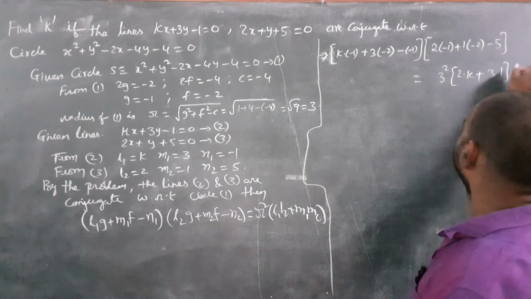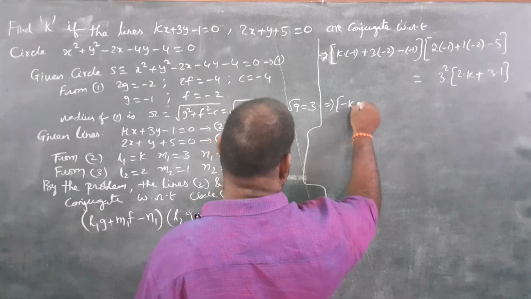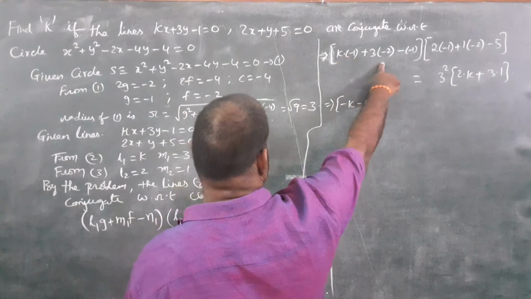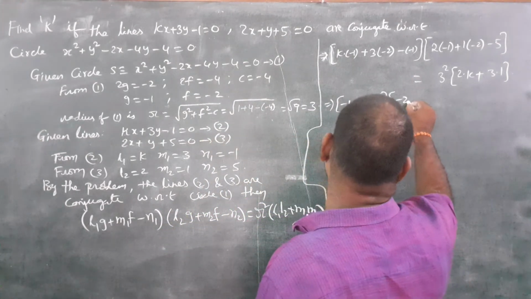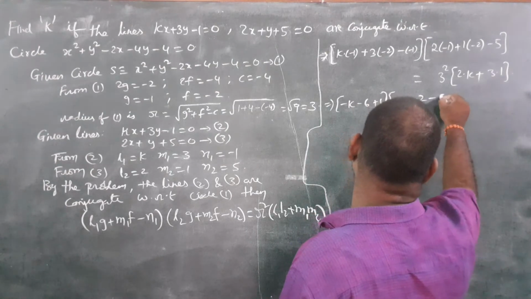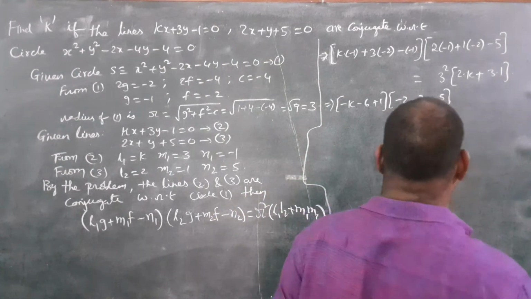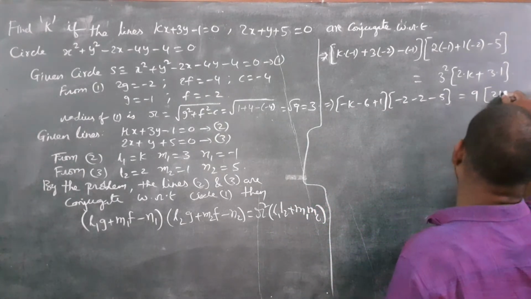So friends, observe here. It is minus k minus 6 plus 1. This is minus k minus 6 plus 1, into minus 2 minus 2 minus 5, is equal to 9 into 2k plus 3.